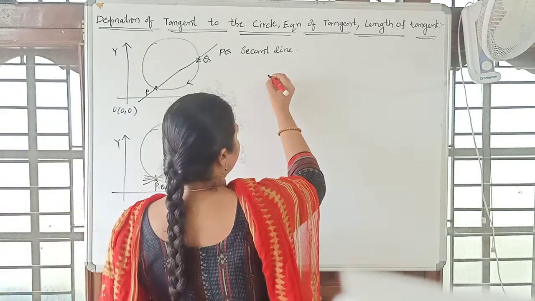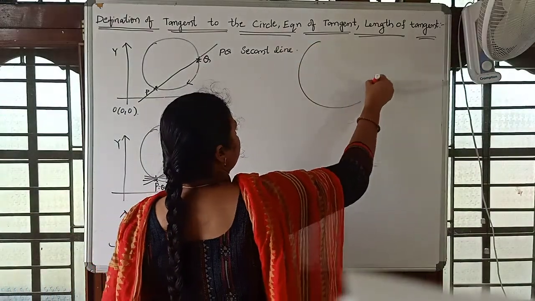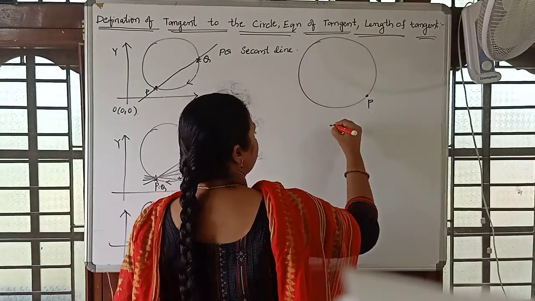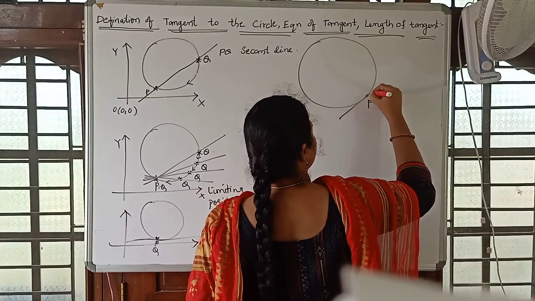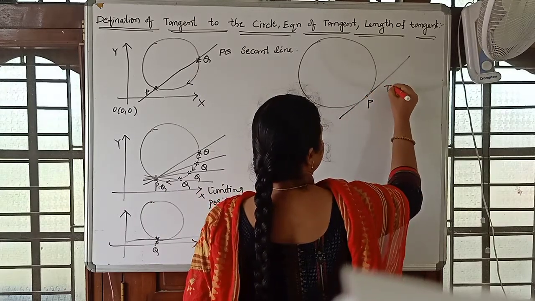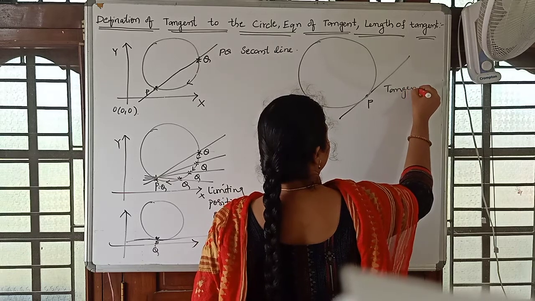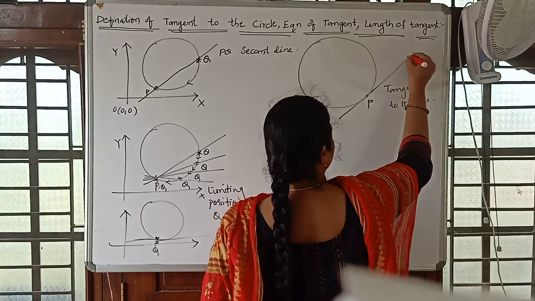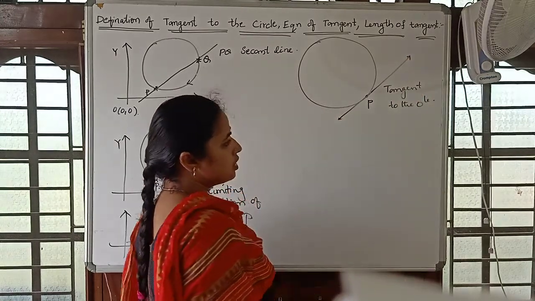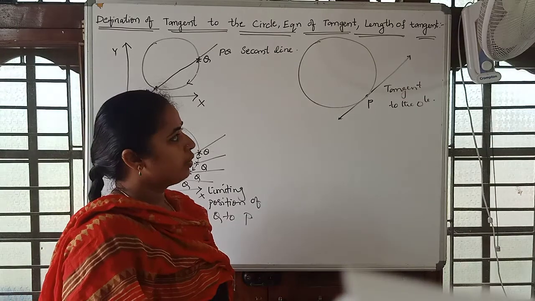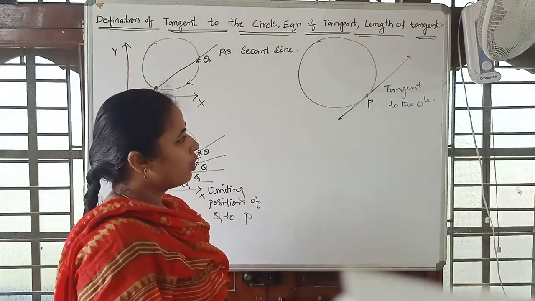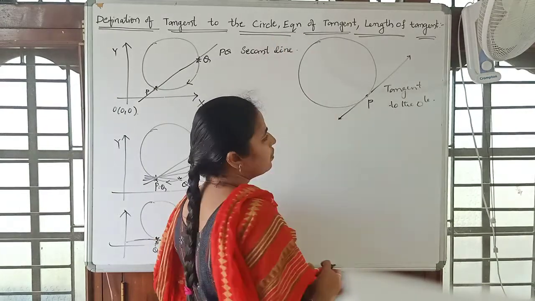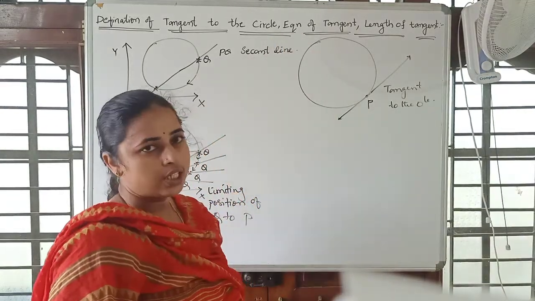So therefore here it is P. This is the tangent to the circle. Now after knowing the tangent to the circle, what will be the length of the tangent and equation of the tangent to the circle?